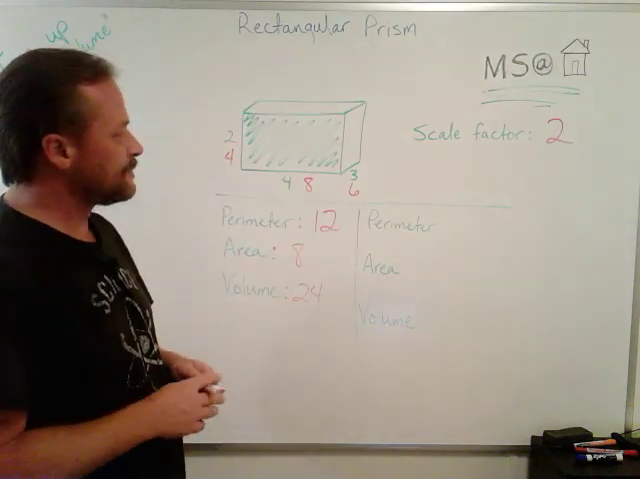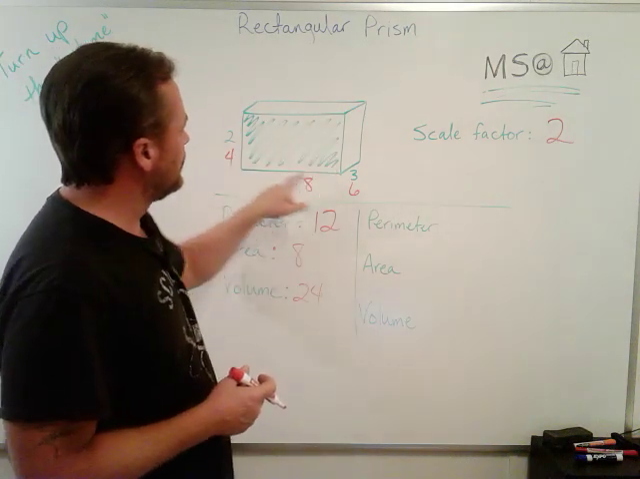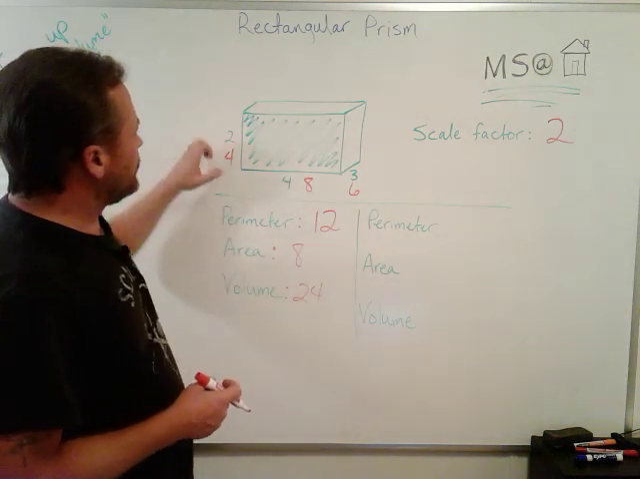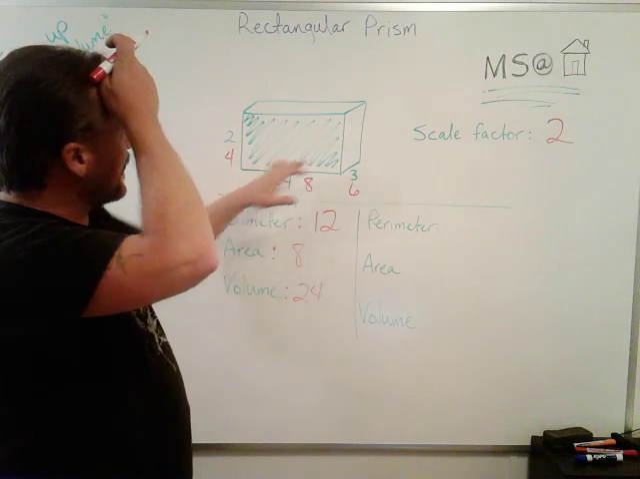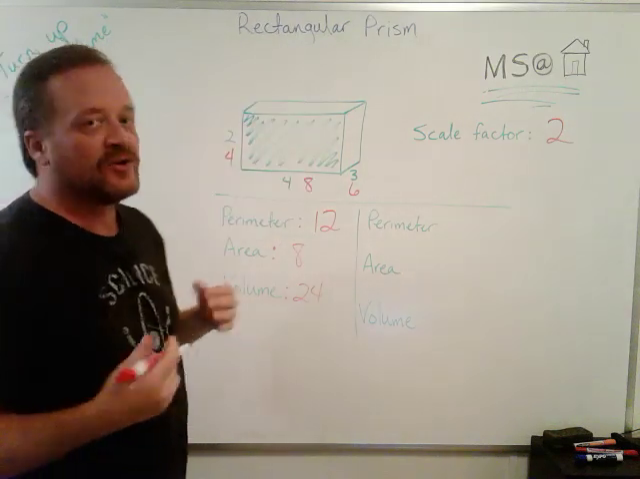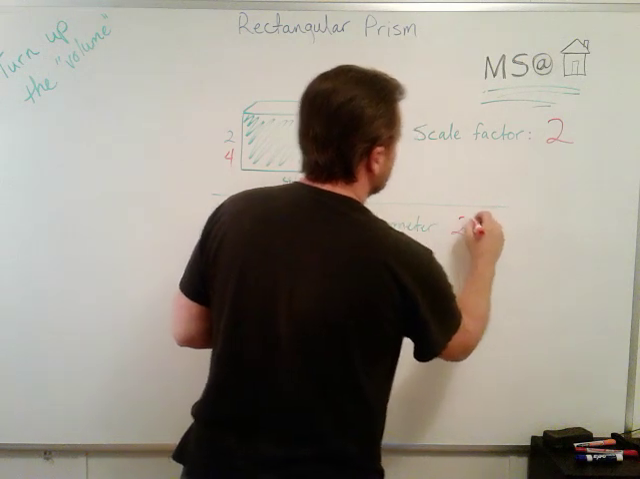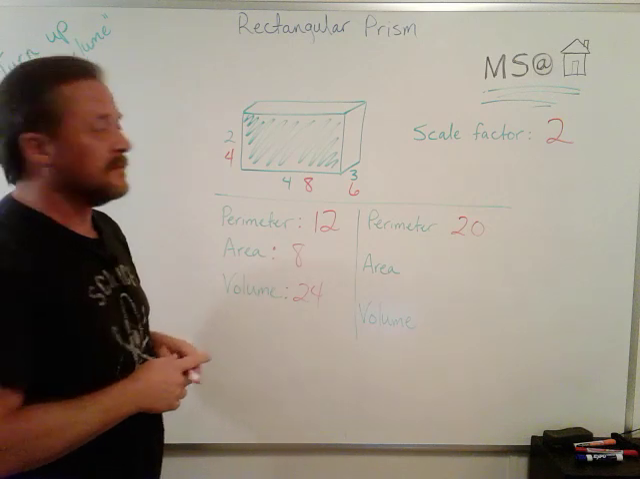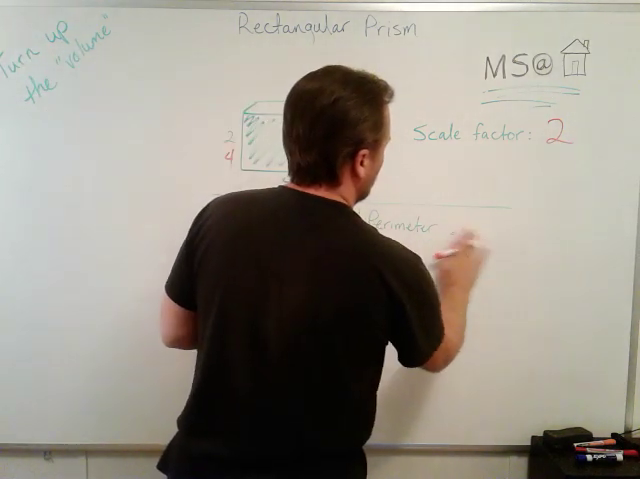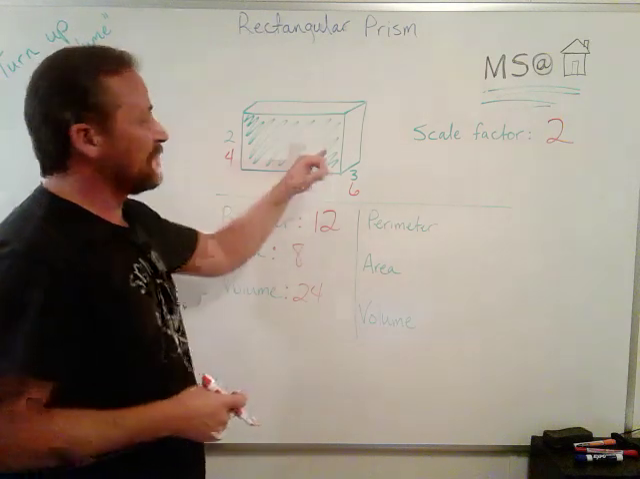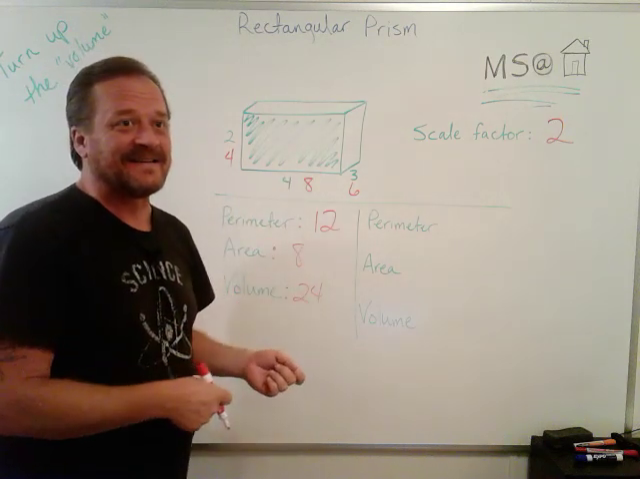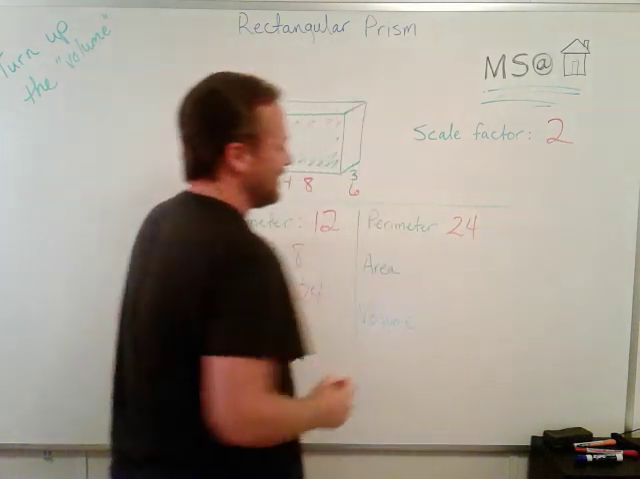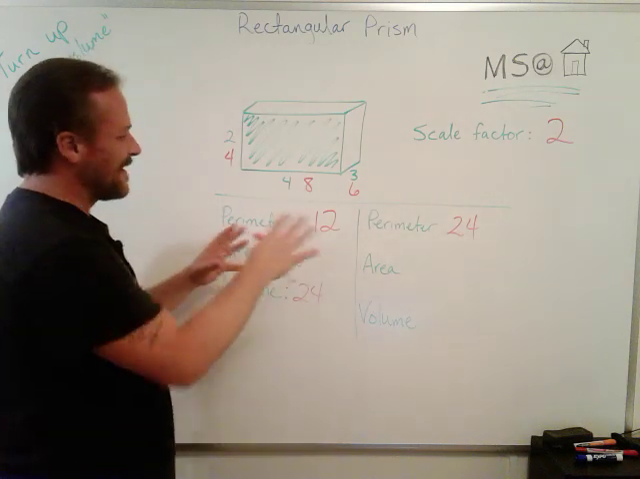Now, let's fill these 3 in. Perimeter of just that front face, 4 plus 8 plus 4 plus 8. I have 2 4s, that's 16. I'm sorry, that's 8, and I have 2 8s, that's 16. So my new perimeter will be 20. Make sure I did that math right. No, I didn't. Did you catch me? 4 plus 4 is 8. 8 plus 8 is 16. 8 plus 16 is 24. Did you get me? Okay.